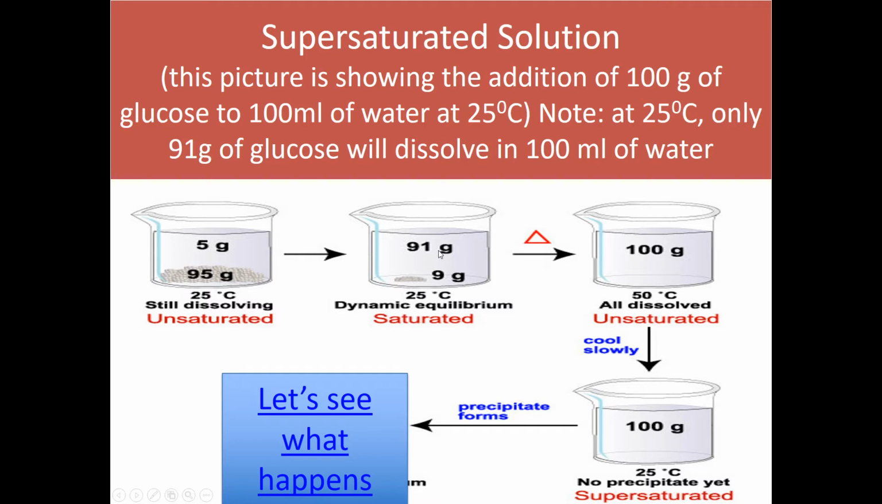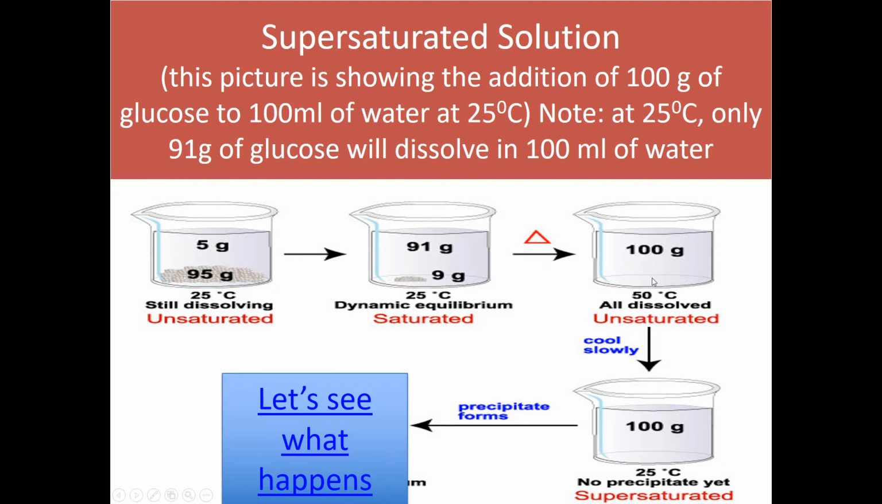Now, if you increase the temperature, you change the solubility. You heat it up from 25 degrees to 50 degrees, you can force that last 9 grams to dissolve and even put some more into it. At this point, it's undersaturated. You can still add more sugar.